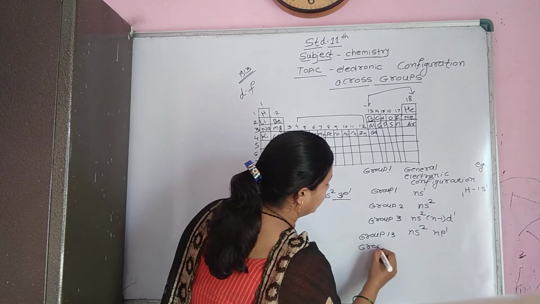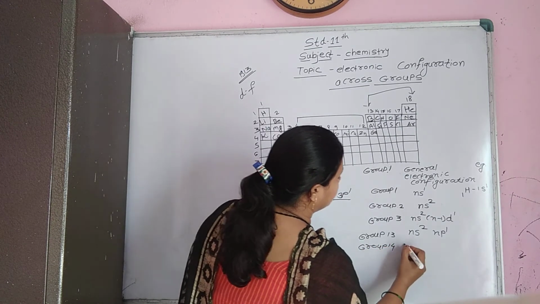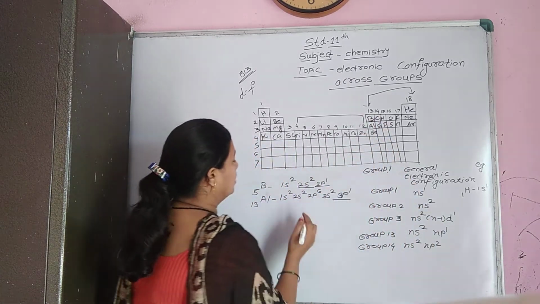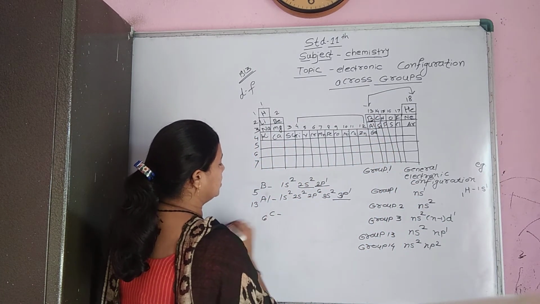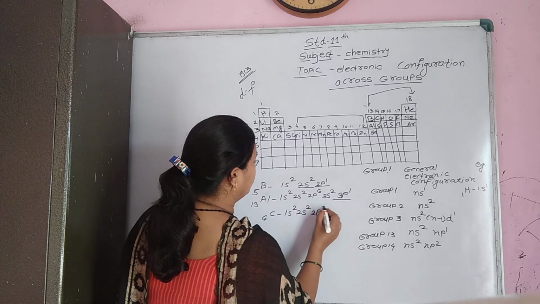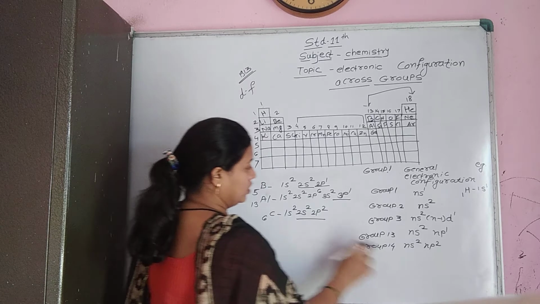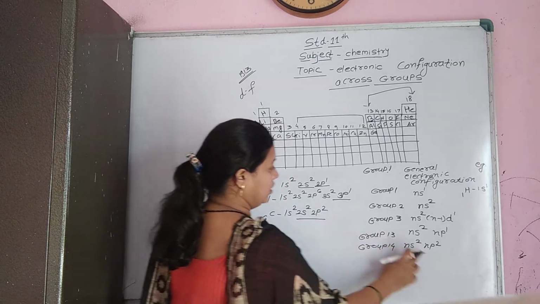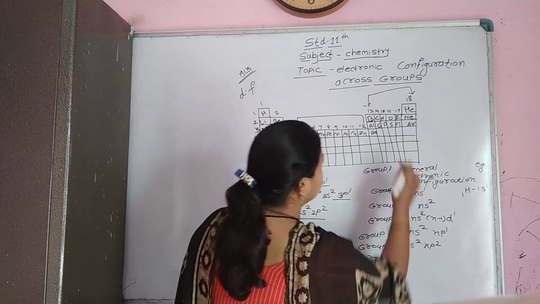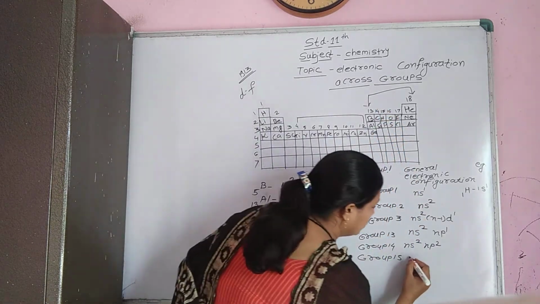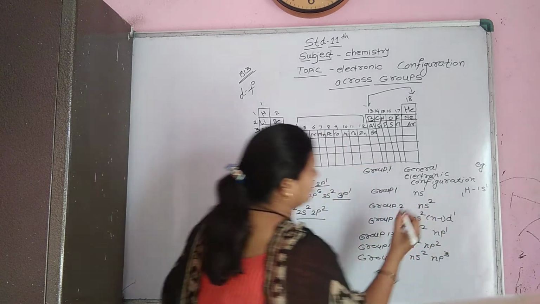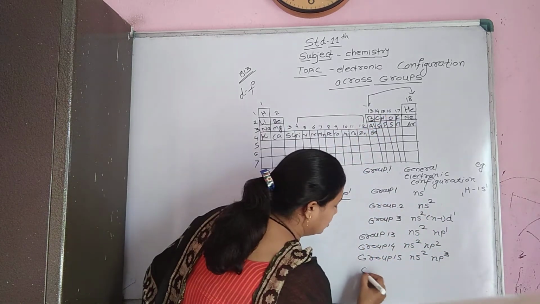Then group number 14 has electronic configuration ns2 np2, like carbon having atomic number 6. Its electronic configuration is 1s2, 2s2, 2p2. So ns2 np2. Next is group number 15. The first element of group 15 is nitrogen. Its general electronic configuration is ns2 np3. Then next is oxygen.